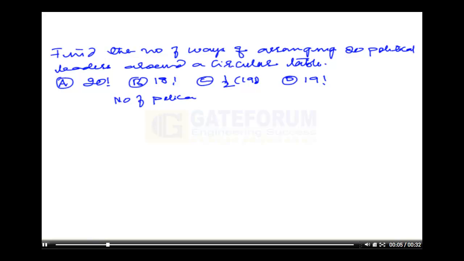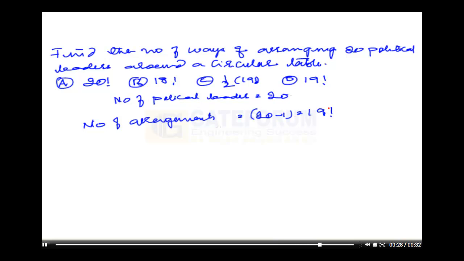The number of political leaders given is 20. When you arrange all these political leaders around a circular table, the number of arrangements would be 20 minus 1, that is 19 factorial. Hence your answer would be D.